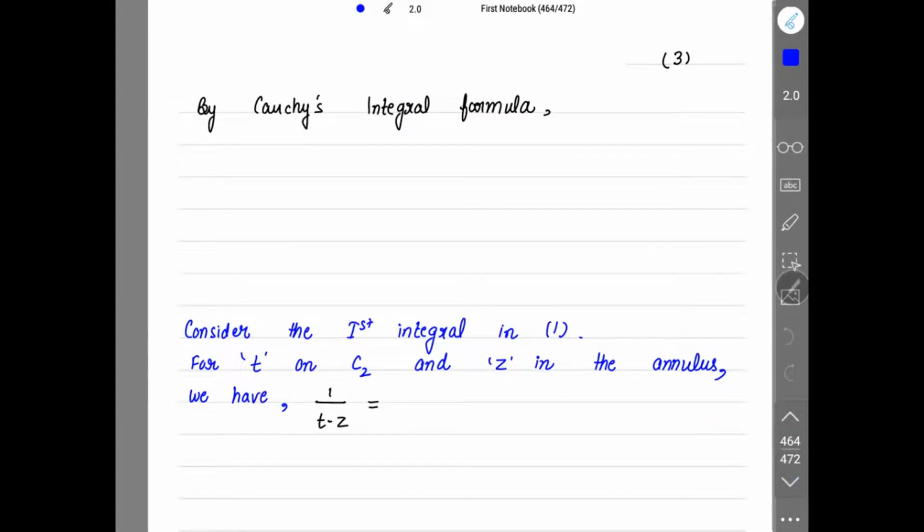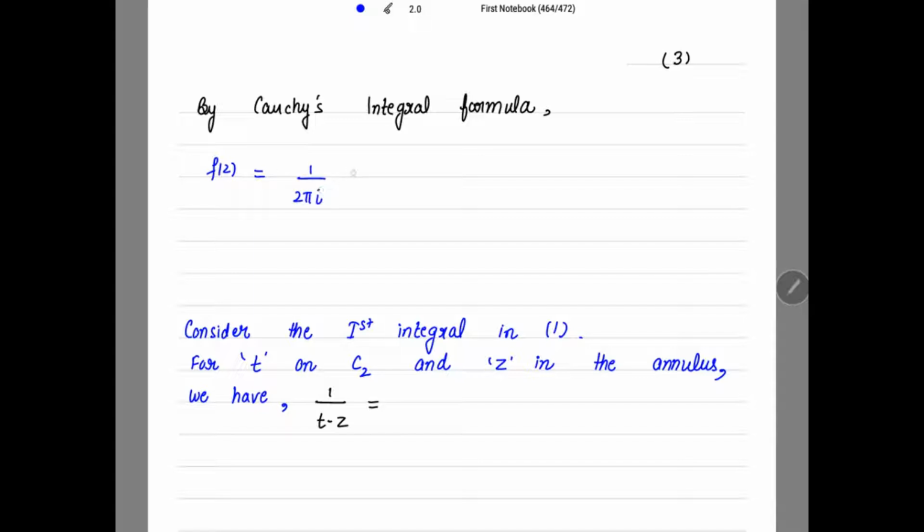Now the next step is, by Cauchy's integral formula, we know that f of z is equal to 1 over 2 pi i, integral over C2 minus C1, because we are having two circles, f of t over t minus z dt. T is any point on the circle C1 or on the circle C2, right? Which is further equal to 1 over 2 pi i integral over C2. I break this integral, f of t over t minus z dt.